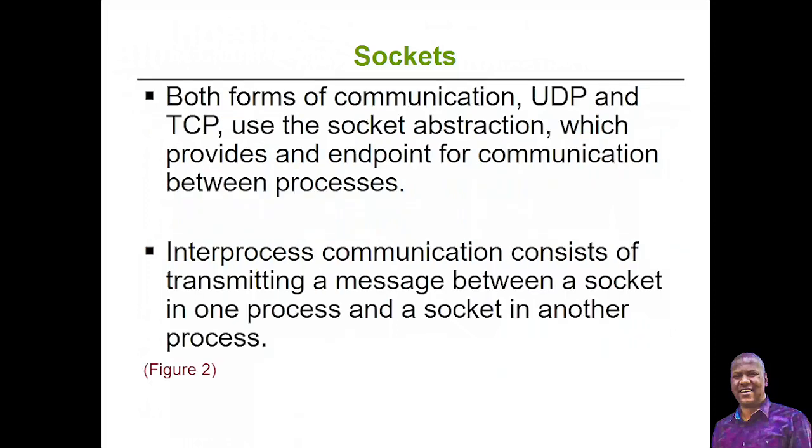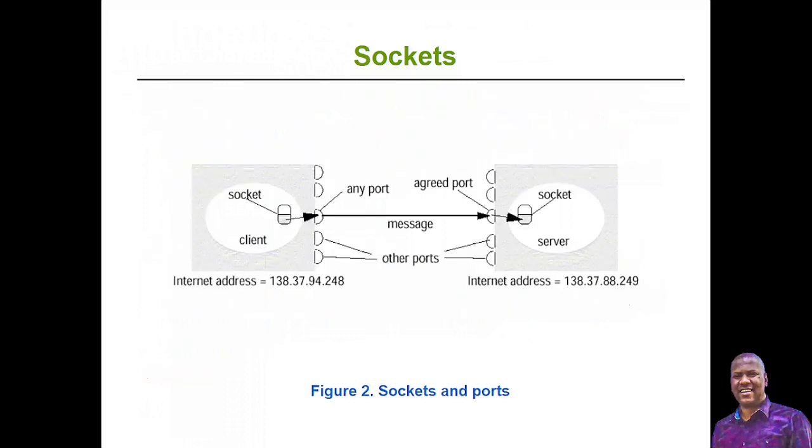Both forms of communication, the two protocols, UDP (User Datagram Protocol) and the Transmission Control Protocol, use this layer of abstraction to ensure that the two endpoints of communication are not taken through the technicalities involved when the two processes are communicating. Inter-process communication consists of transmitting a message between a socket in one process and a socket in the other process. There's a diagram here showing how socket communication is implemented.